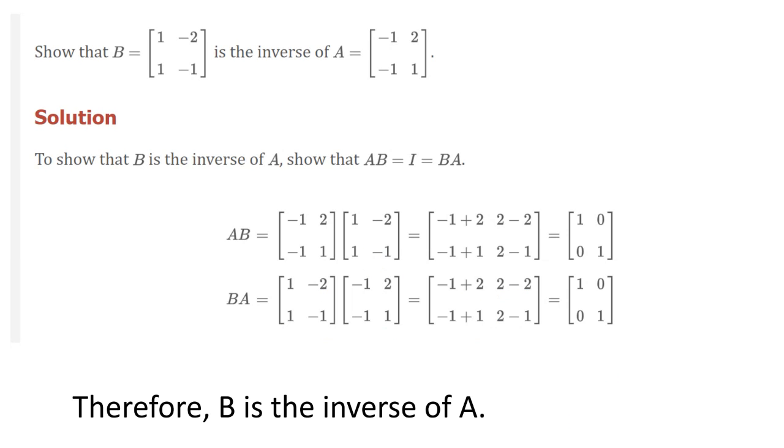So since we got the identity matrix for both of these, then we're going to be able to say that they are inverses of each other. Okay, so we say B is the inverse of A. Any questions on determining if something is the inverse of each other?